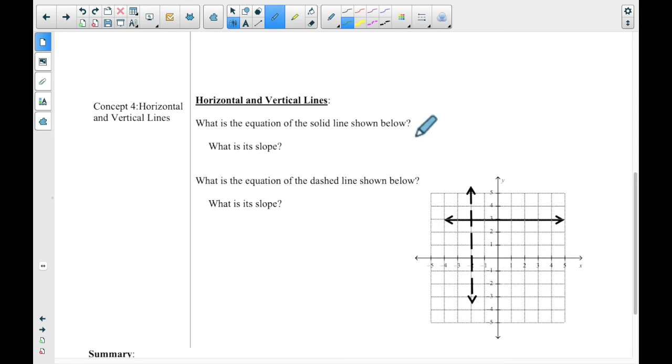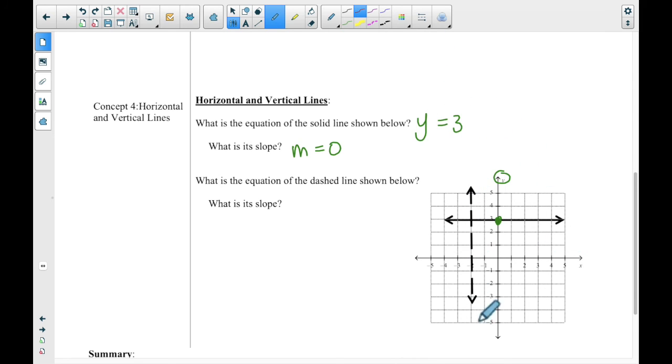Okay, what is the equation of the solid line shown below, and what is its slope? Some people remember, first of all, what the slope is. They know that if a line is horizontal, the slope is 0. The rise over run is 0. Right? It does not rise at all, so it is 0. What is the equation? Well, we look at where it hits an axis. In this case, it hits the y-axis, and since it hits the y-axis, this equation is y equals 3.